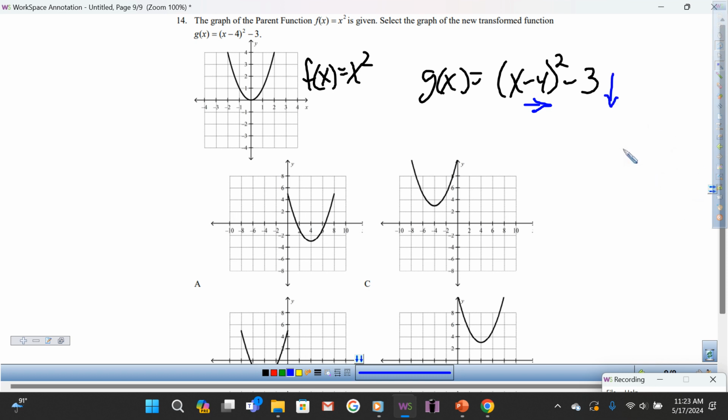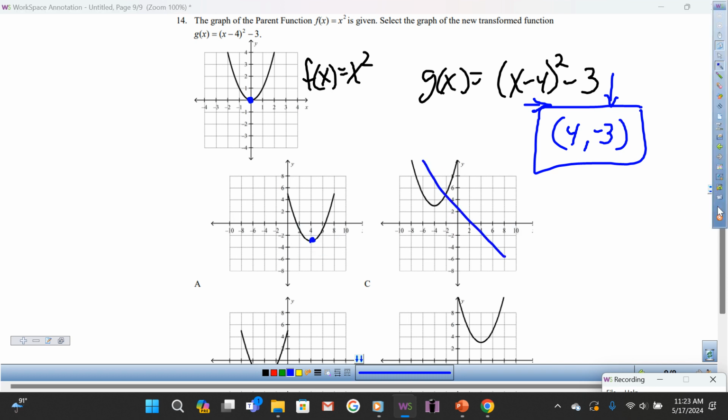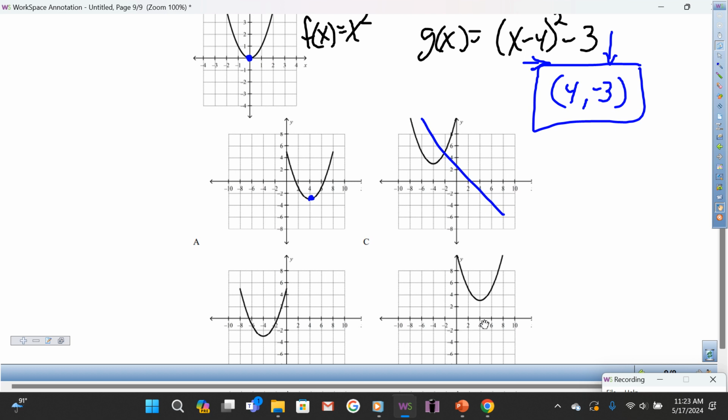Or in other words, look up. This vertex is 0, 0. The new vertex is what, everyone? 4, because there's 4 to the right, -3. So let's look for this, 4, -3. Okay, this could be it. This one, no. This one, 4, +3, no. This one is 4, and it didn't even go this way. So the correct answer is A.